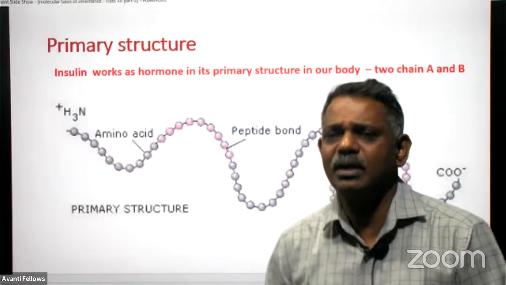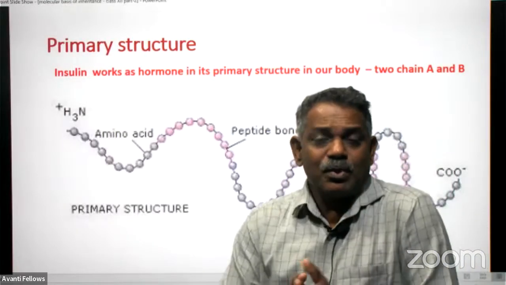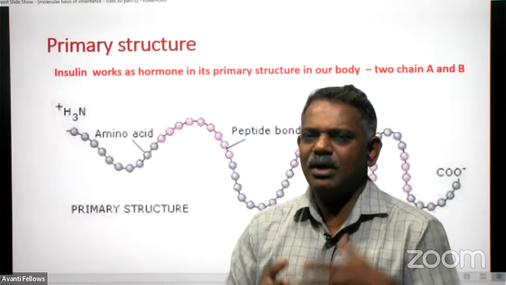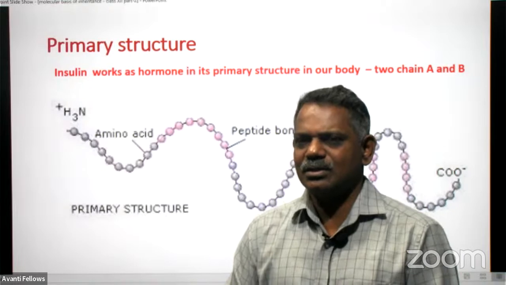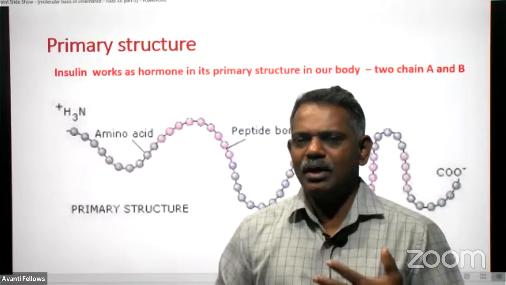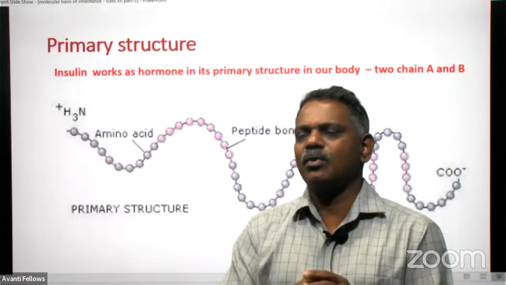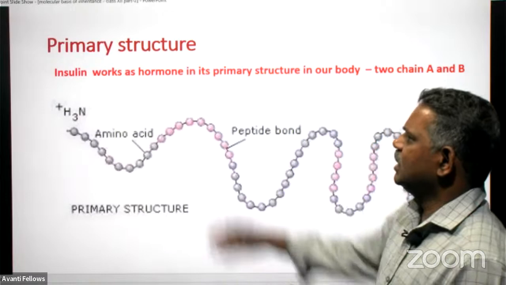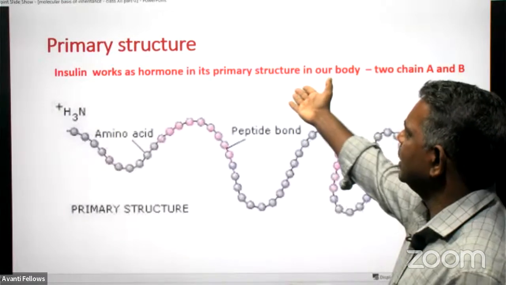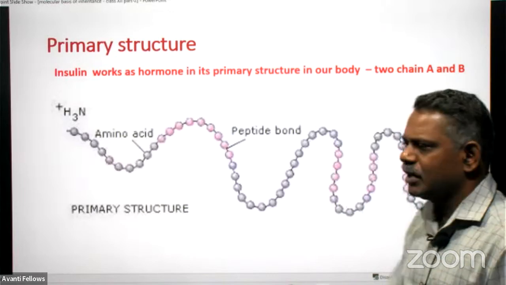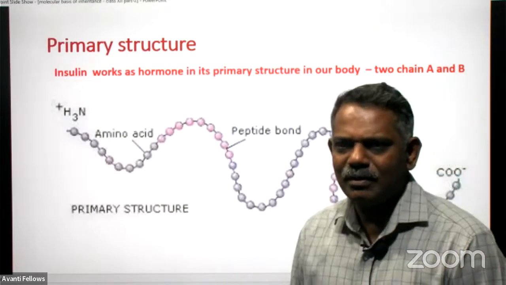As I told you in the beginning, some proteins work in the cell only in the primary structure. Some are only in the secondary structure. Some are in the tertiary structure. Some proteins work in the cell as a functional protein only in the quaternary structure. See, insulin works as a hormone in its primary structure in our body. Two chains are there, maybe you remember, A chain and B chain.